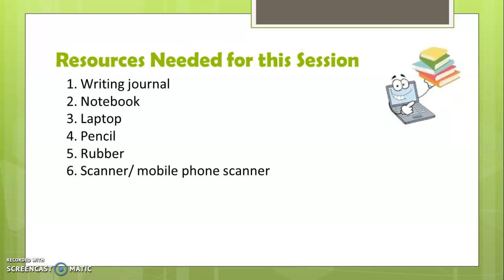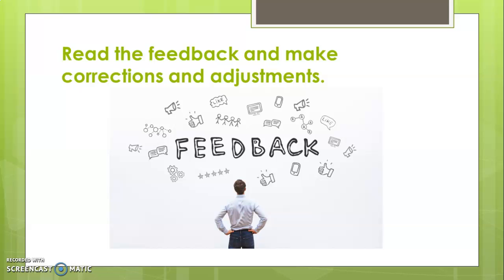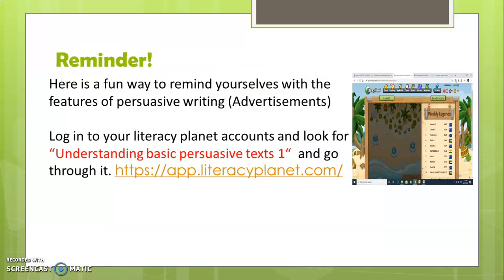Let's see. These are the resources you're going to need for this session. Your writing journal, your notebook, laptop, pencil, rubber, scanner or mobile phone scanner. The first thing you need to do is to read the feedback sent back to your emails and make corrections and adjustments as advised. This is a reminder.